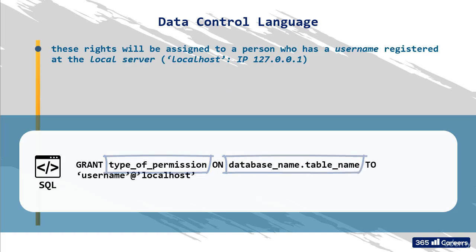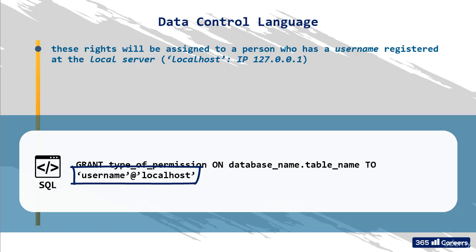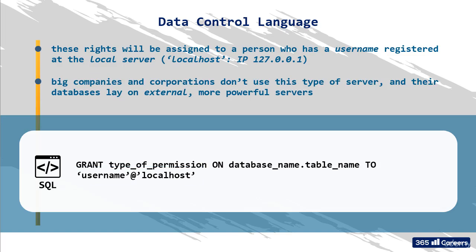These rights will be assigned to a person who has a username registered at the local server that MySQL has provided with the workbench. The server is based on our machine, and it's commonly known as localhost, which is the domain name for the local IP address of our machine, 127.0.0.1. Naturally, big companies and corporations don't use this type of server, and their databases lie on external, much more powerful servers specially designed to store big amounts of data. Those servers are not our localhost and are accessible on different IP addresses.